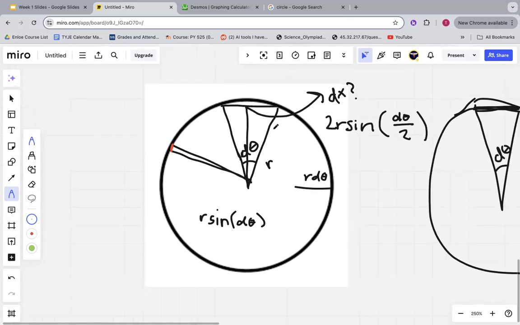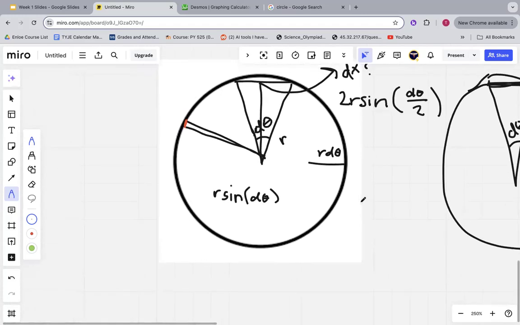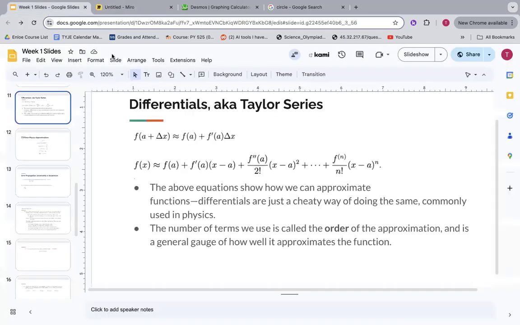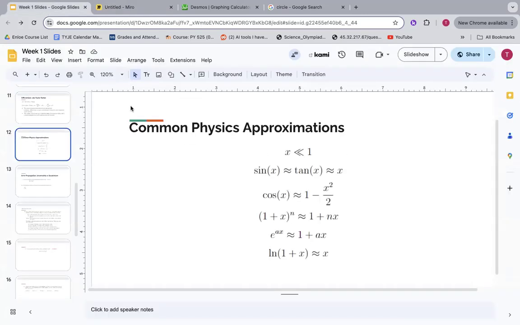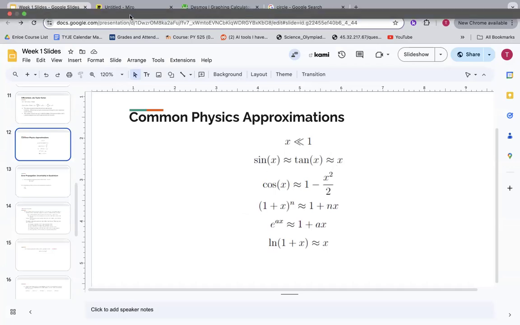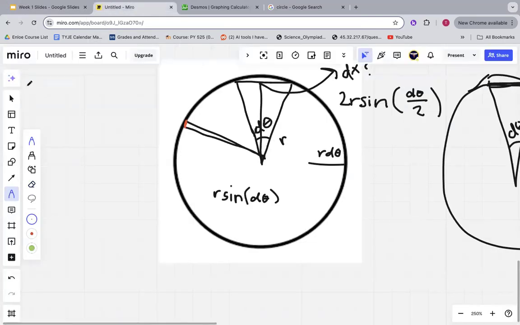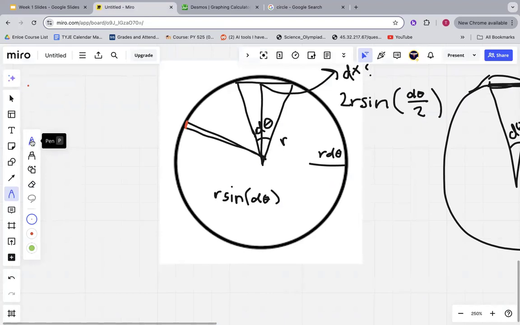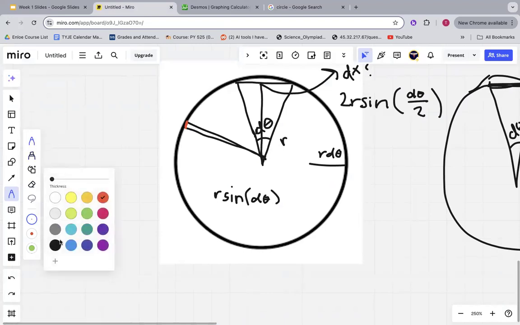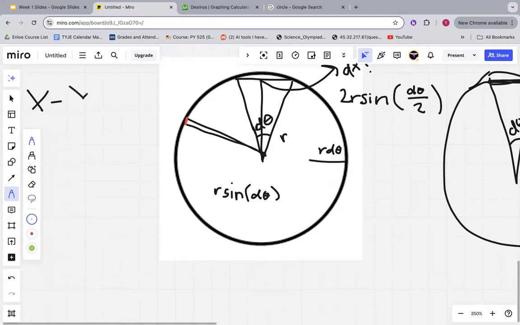Now what we're going to do is come over here and look at the common physics approximations. And would you look at that? Sine of x is approximately equal to x. That's because if we do a Taylor series, you'll get that sine of x is approximately x minus x cubed over 6, and so on.